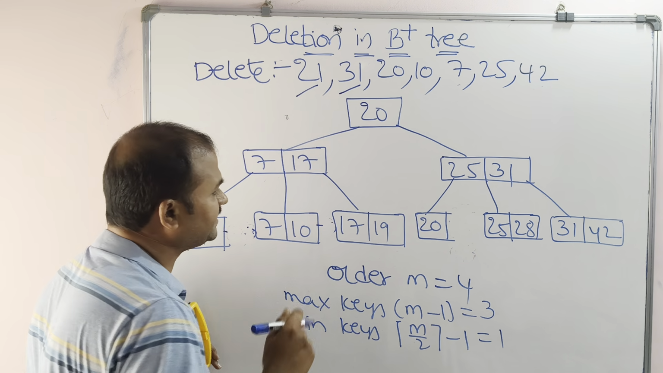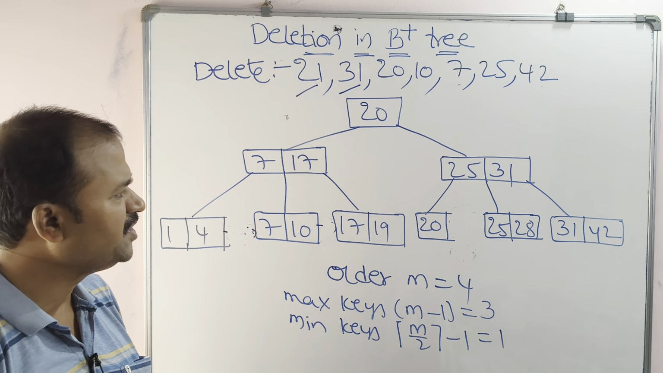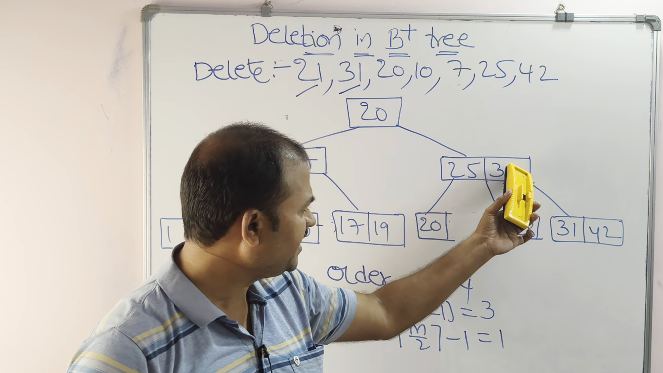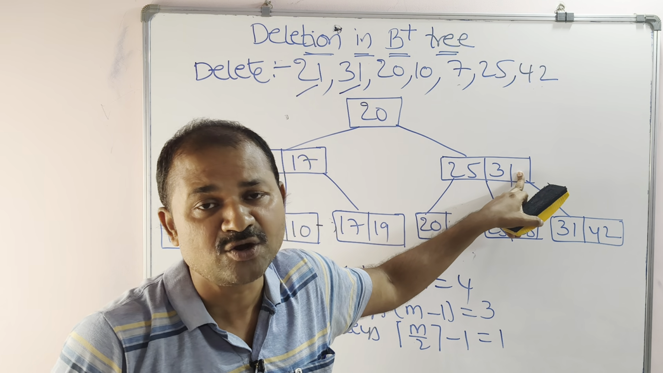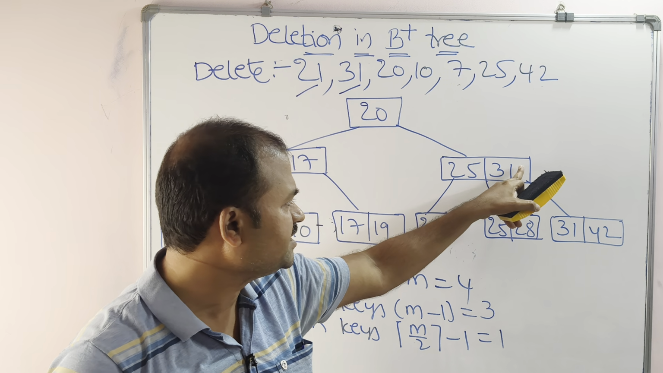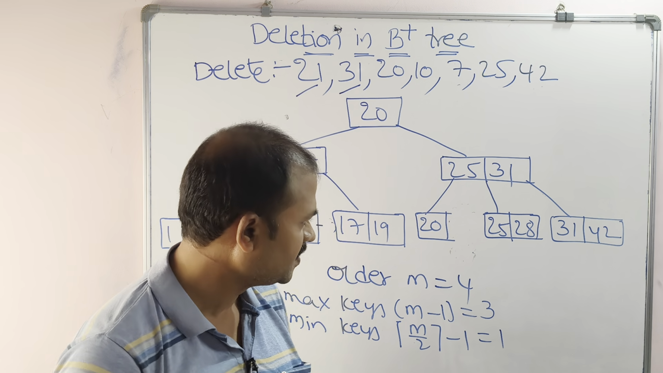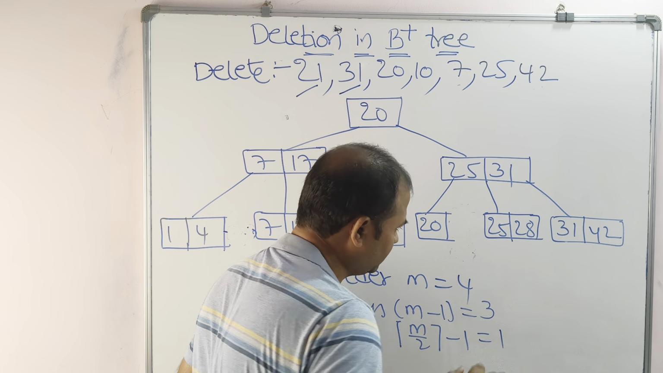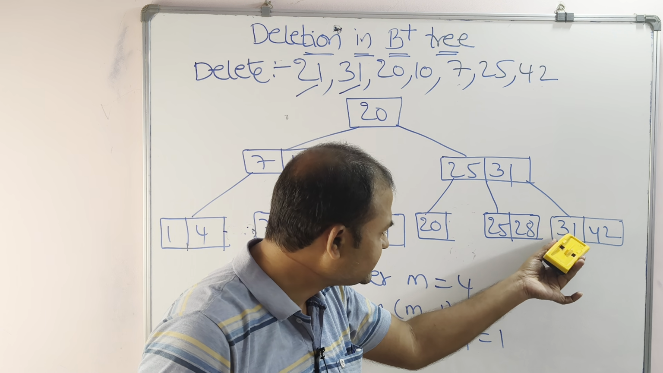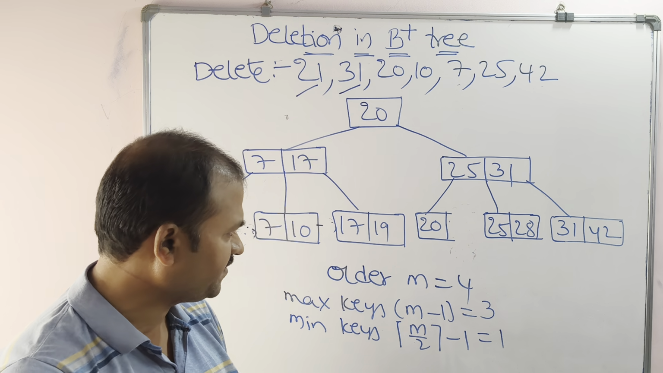Next, let us delete 31. First find the location of 31. Here we have 31, but this 31 is in an internal node. Internal node means pointer, so this is also called an index node. And this is the leaf node. The actual key is here, so we have to delete this 31 as well as this 31.